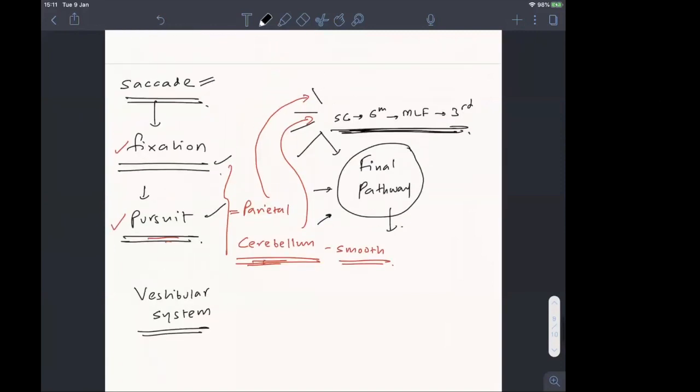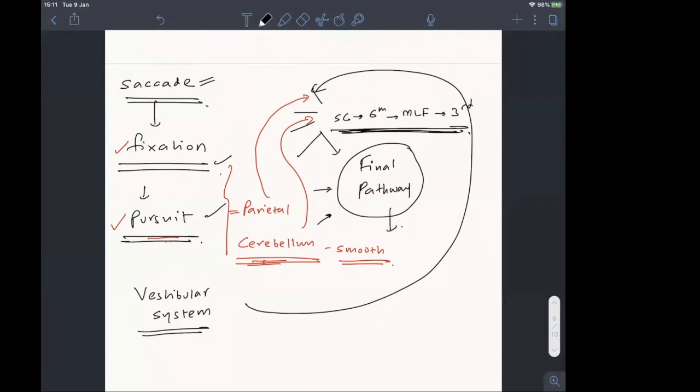So your vestibular system also has a say in this final pathway. So if your eye movement is lost, just imagine the number of places where the problem can be. The problem can be in your muscle, the problem can be in the nerves, the problem can be in the nuclei, in the brainstem.